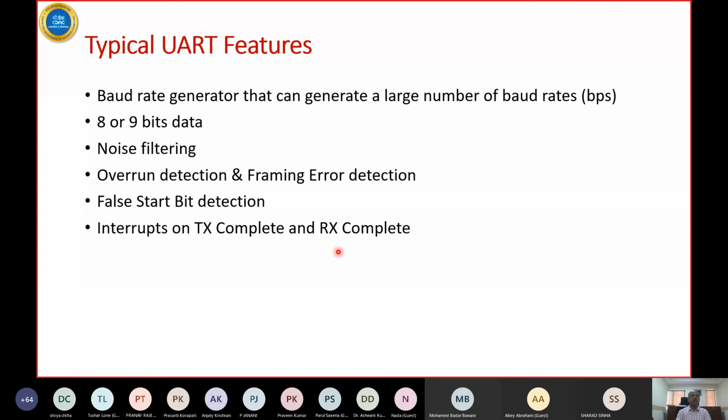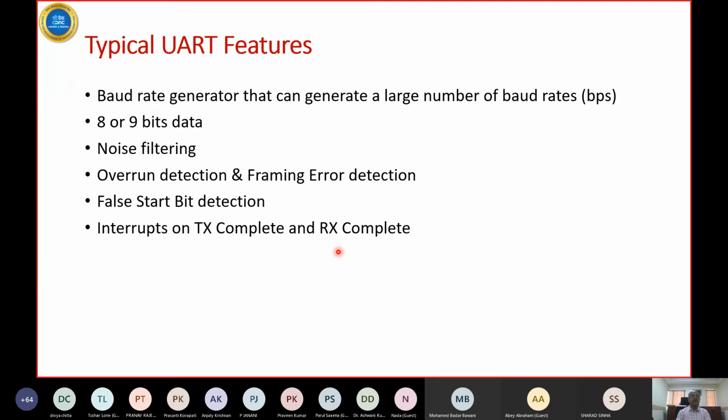Many UARTs, apart from allowing 8-bit data, which is the actual data, will also allow a 9th bit. So what is the 9th bit? The 9th bit is parity. What is parity used for? Parity is used for checking. If there is an interference in the transmission and there is an error because of which a bit changes from 1 to 0 or 0 to 1, then the parity is going to give an error. Hence you need 9 data bits, and many UARTs allow parity to be added.